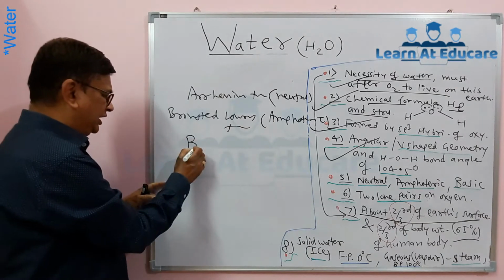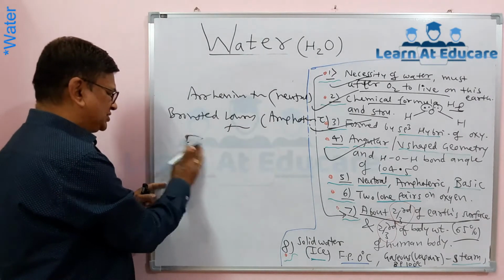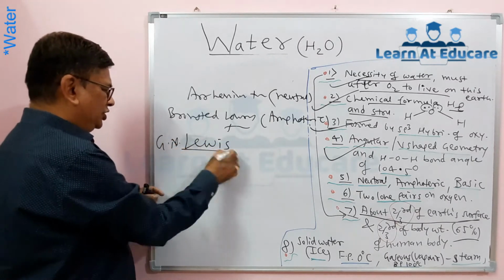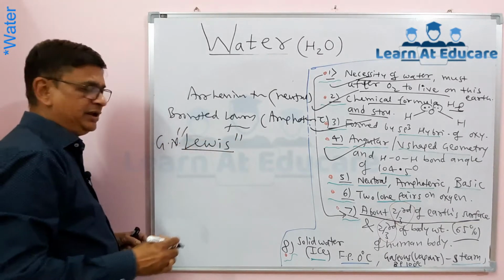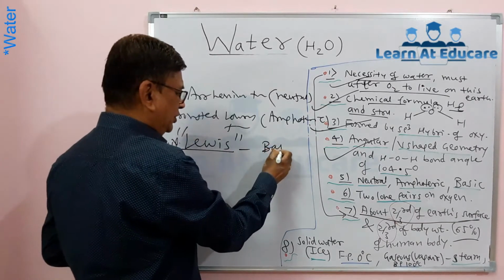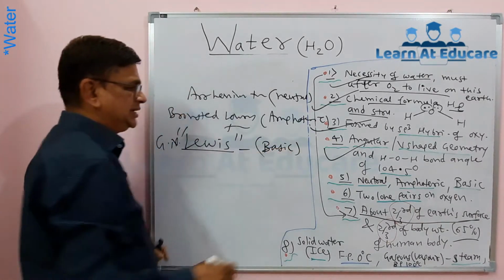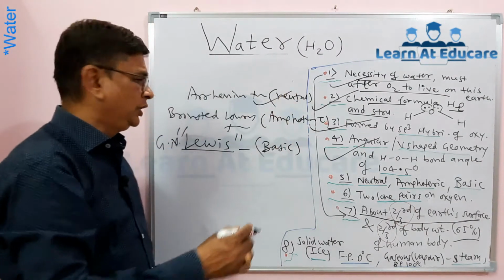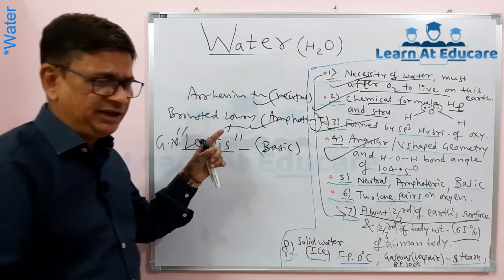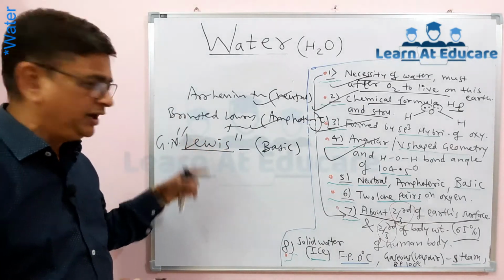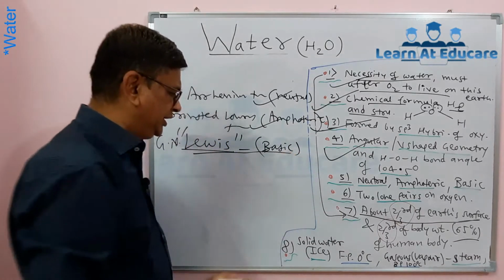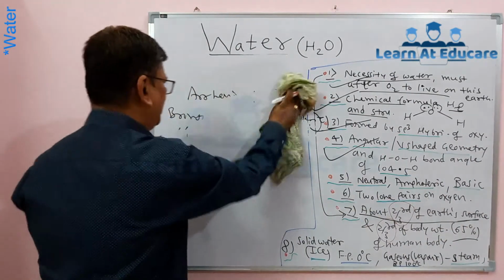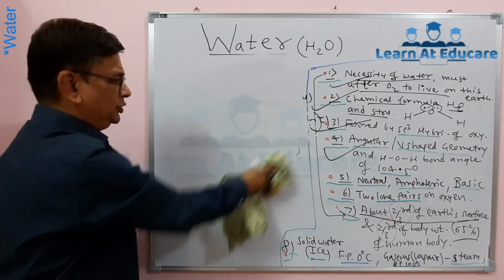There is one more theory called Lewis acid base theory. That great scientist was G.N. Lewis, and on the basis of his theory, they call it Lewis theory. According to that theory, water is a base or a basic compound. So it is quite interesting to note, water is neutral by one theory, water is amphoteric, meaning acting as both acidic and basic, by Bronsted-Lowry theory, and by Lewis theory it is basic due to the presence of its two lone pairs of electrons on oxygen.